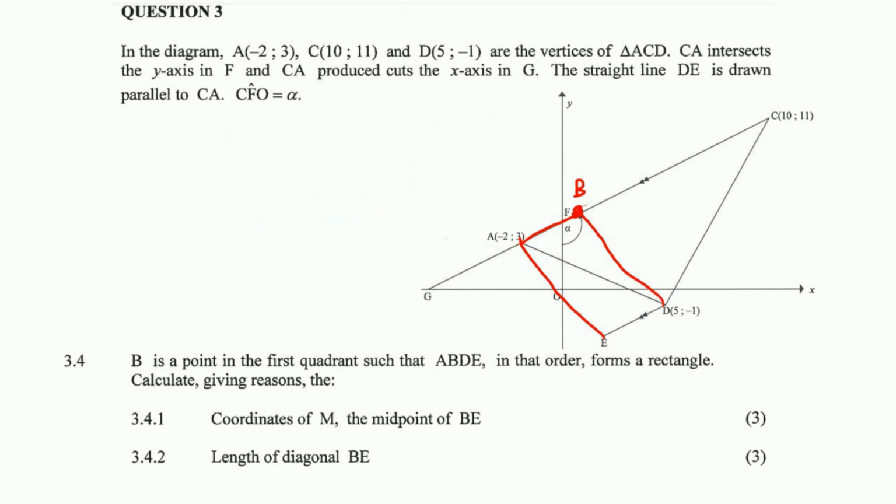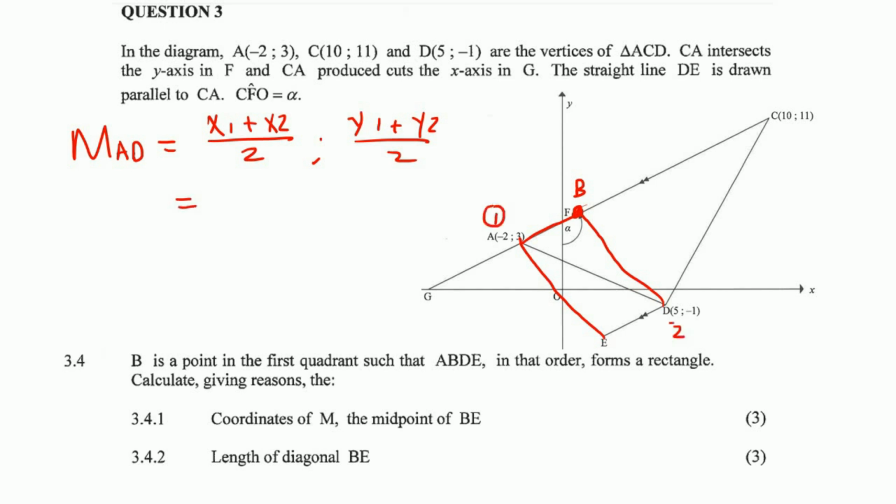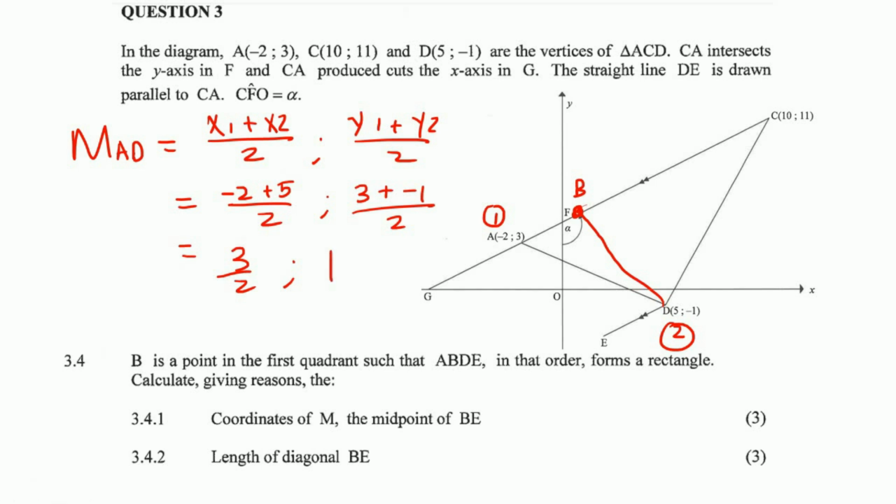Okay, so the midpoint of AD is equal to... sorry, what am I doing? I'm thinking of gradient formulas here. Okay, so you know the midpoint formula: x1 plus x2 over 2, and then y1 plus y2 over 2. I'm going to use this as my point number 1, and this is my point number 2. So that's going to be minus 2 plus 5 over 2, and then 3 plus minus 1 over 2. If you work this out, you're going to eventually end up with 3 over 2 and 2 over 2, which is 1. And so that is the answer.